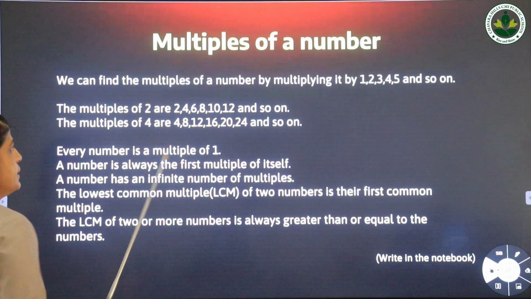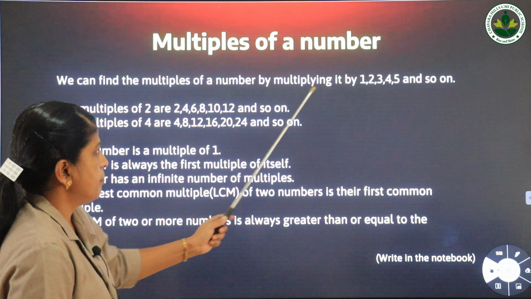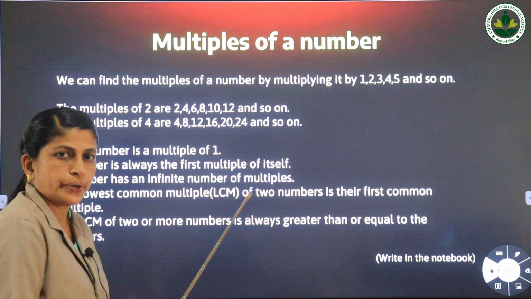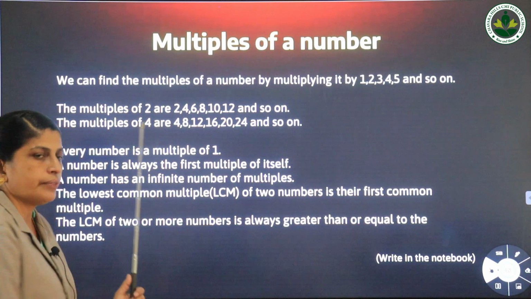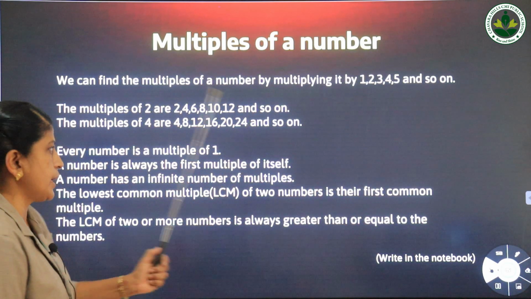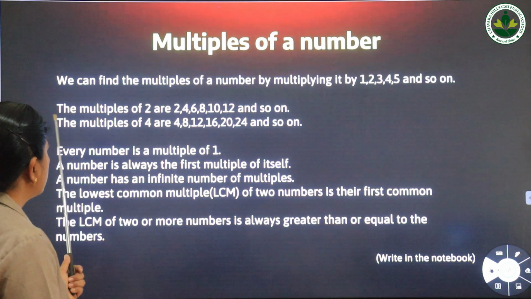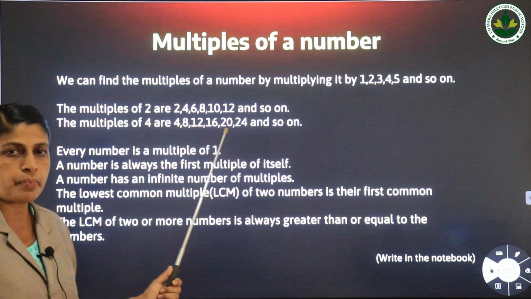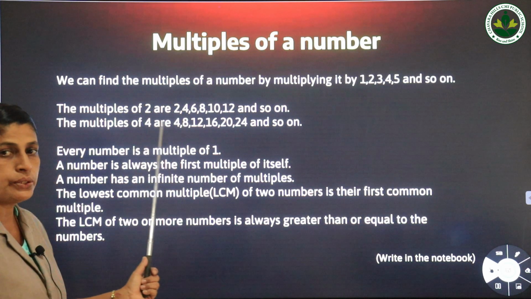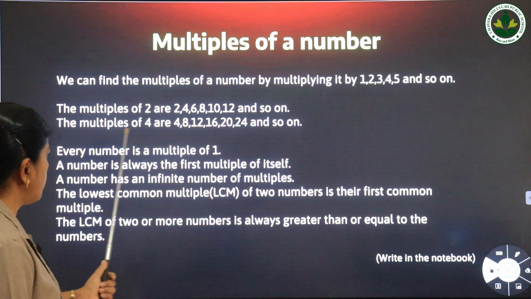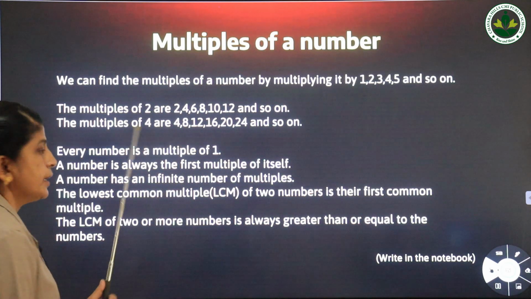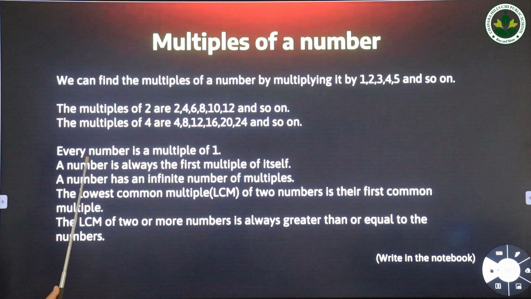We can find the multiples of a number by multiplying it by 1, 2, 3, 4, 5 and so on. The multiples of 2 means multiplying 2 by 1, 2, 3 and so on, and to get the multiples of 4, multiply 4 by 1, 2, 3, 4 and so on. Then these are the properties of multiples.